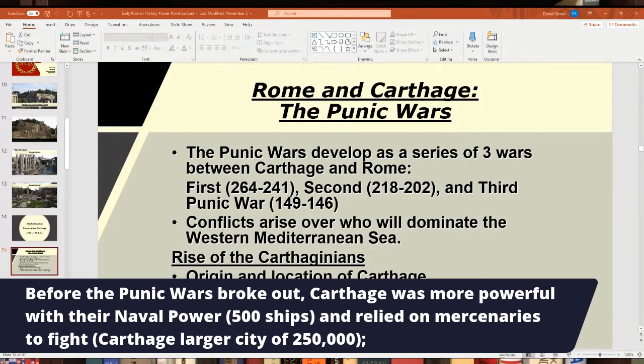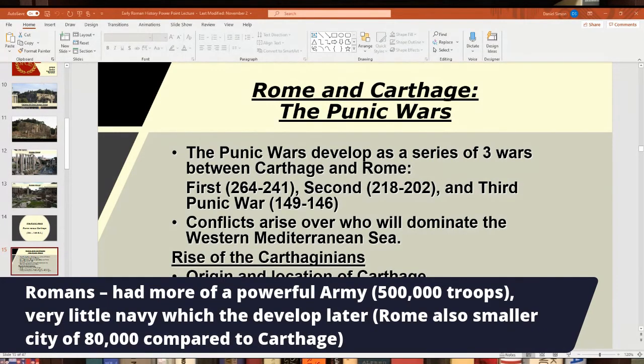Carthage, I told you, had a large city, a quarter of a million at the time, 250,000. I think by the time of the Third Punic War, it's like 500,000 or something like that. But at the time when the wars broke out, they probably had a quarter of a million, which, by the way, was larger than Rome. They had a powerful navy, maybe about 500 ships, roughly, which included some naval ships and, of course, maritime fleets as well.